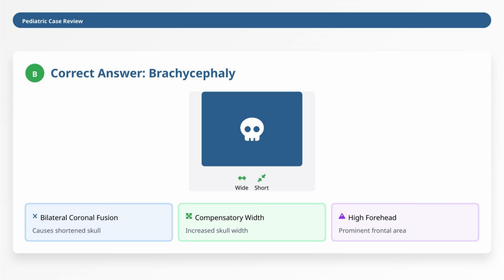The correct answer is B. Bilateral coronal suture synostosis produces brachycephaly, characterized by a shortened anterior-posterior diameter and compensatory increase in skull width. The skull appears short from front to back and relatively wide. This creates the high, prominent forehead typical of Pfeiffer syndrome. The brain compensates by growing where sutures remain patent, creating the characteristic head shape.